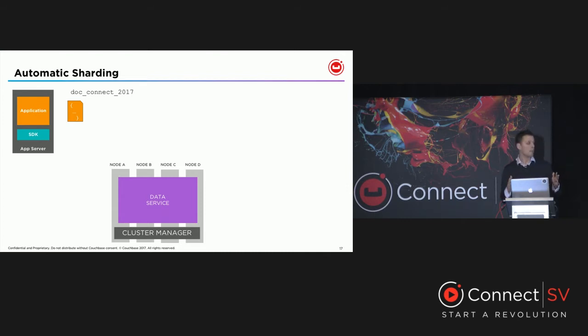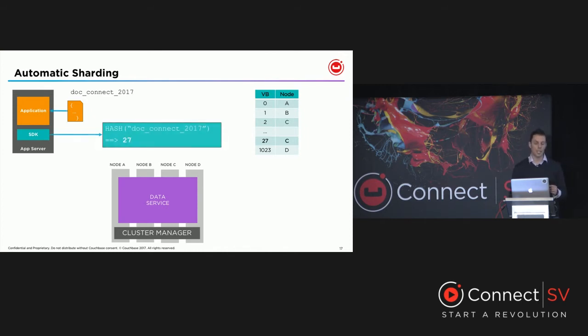The cluster manager shards that bucket into 1,024 pieces, or vBuckets, virtual buckets in our parlance. And the cluster manager keeps a map of where each of these shards live on the respective nodes. So when an application first connects to a Couchbase cluster, the cluster manager pushes that map to the application, to our developer kit.